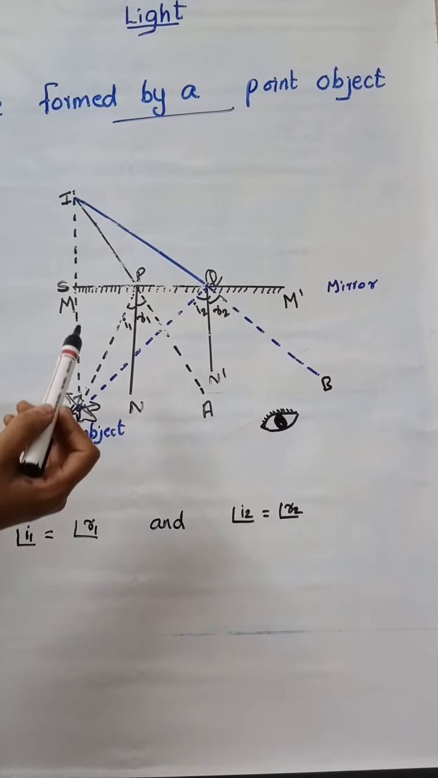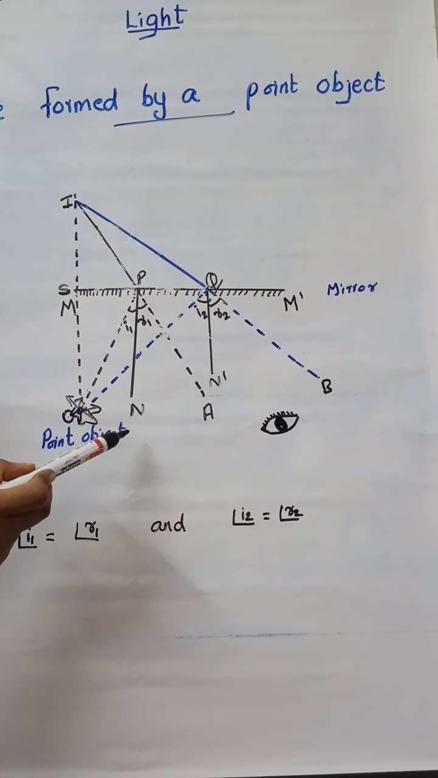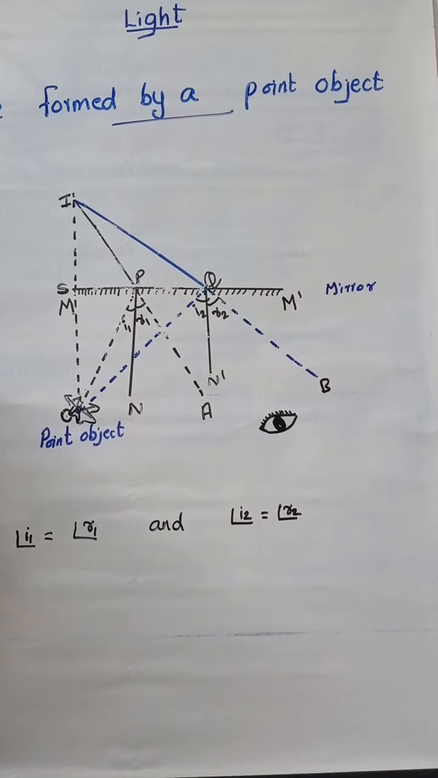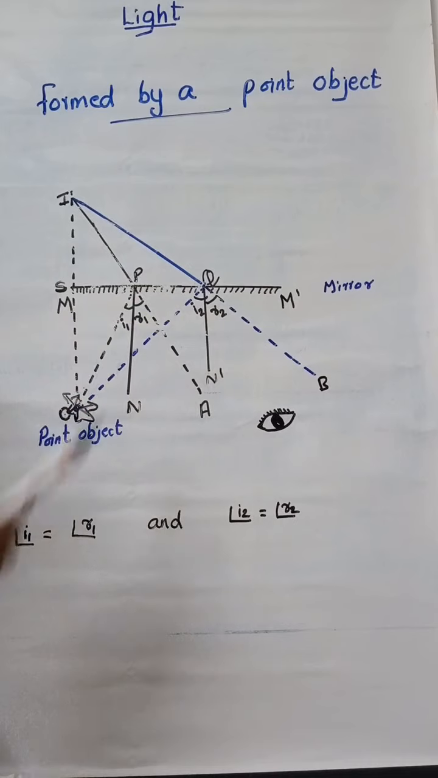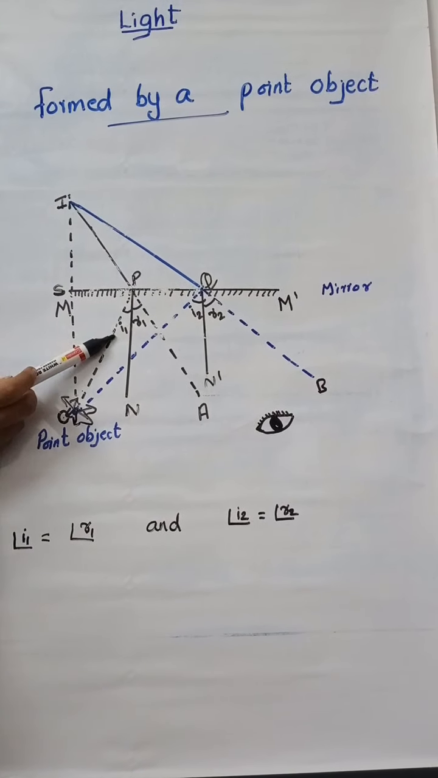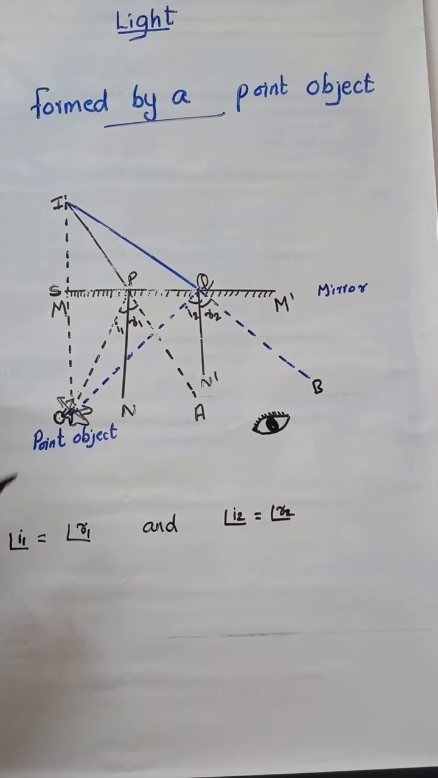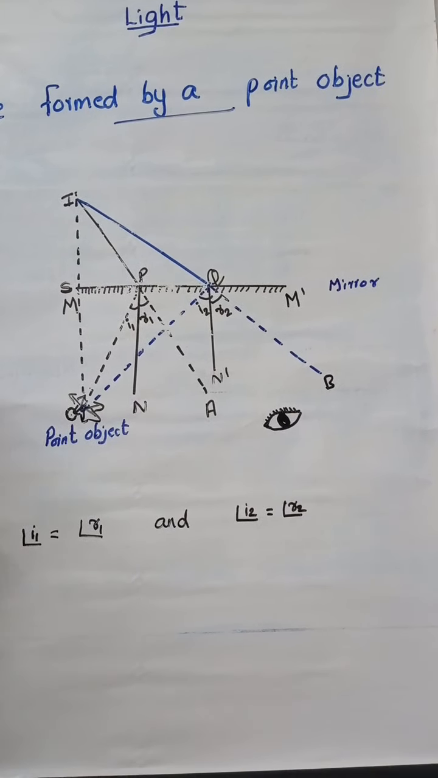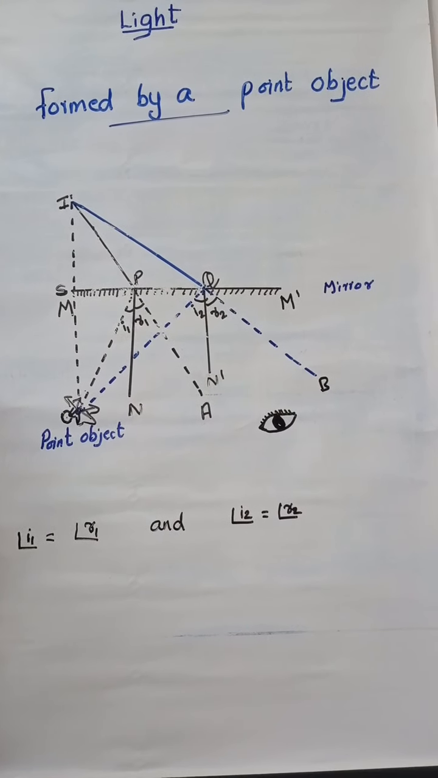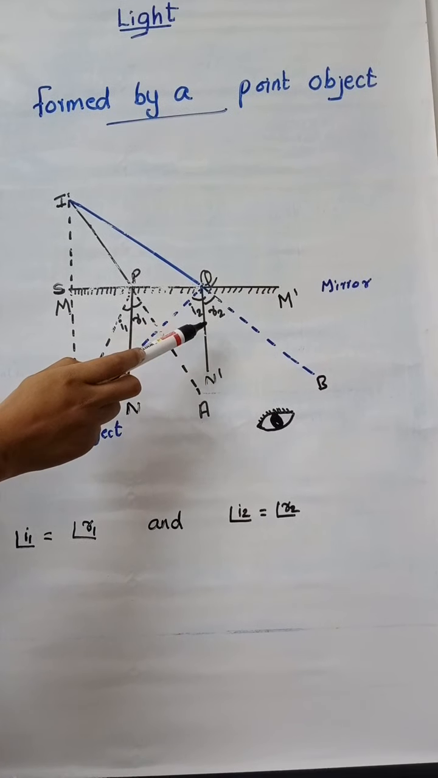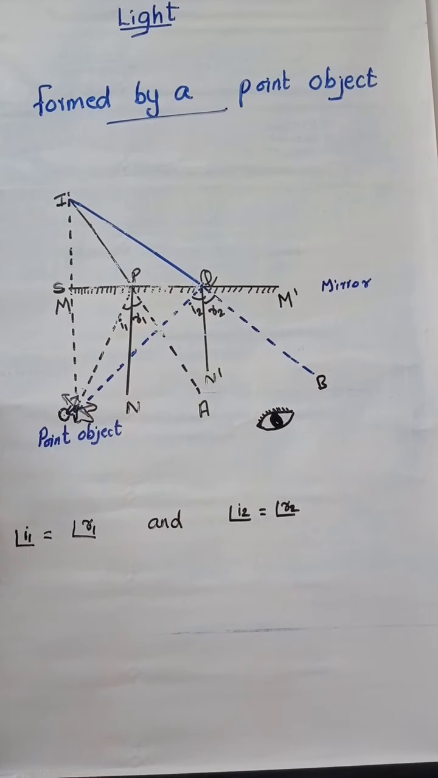Now, draw the normals PN and QN dash to the mirror at points P and Q. Let's mark the angle of incidence as I1 and its corresponding angle of reflection as R1. Likewise, let's mark the other angle of incidence as I2 and the angle of reflection as R2.